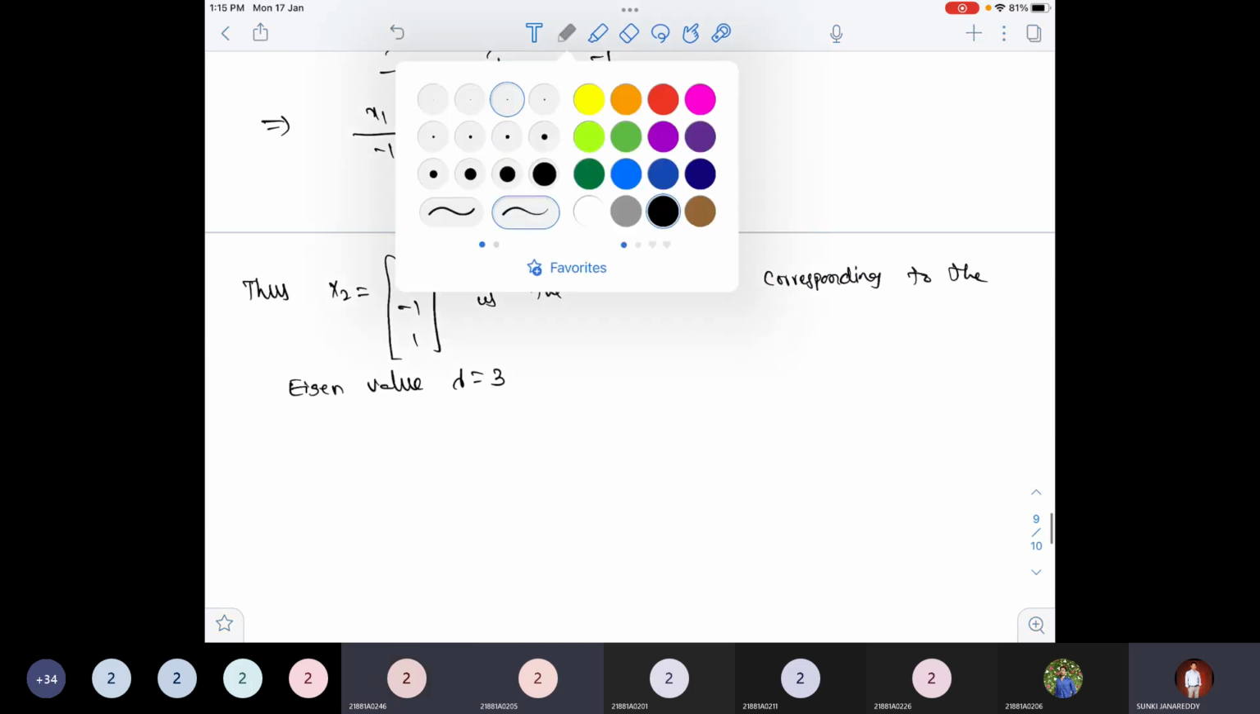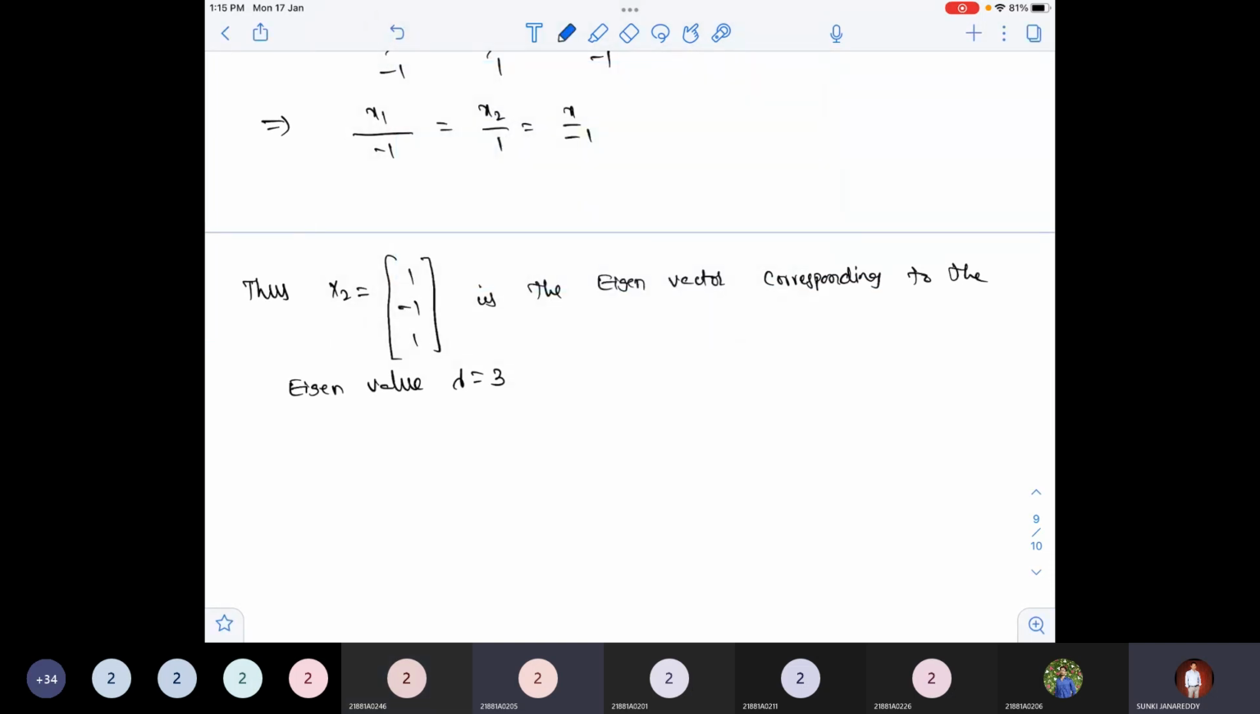Here you should observe one thing. What is the algebraic multiplicity of 3? Algebraic multiplicity of 3 is equal to how much? 1. That one is equal to geometric multiplicity. How many linearly independent eigenvectors we got for this? 1 only. That is what you should observe. Okay, now next, what about next one?